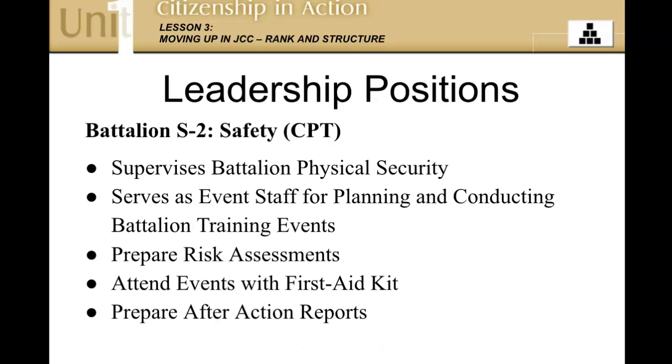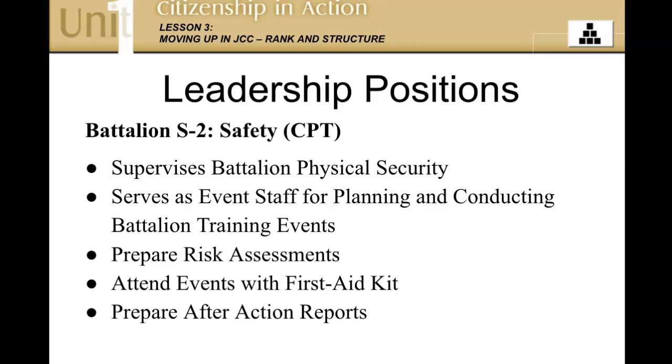S2 is safety. This is also going to be held by a cadet captain. Or at the middle school level, a cadet private first class or cadet private. They supervise the battalion physical security. They are going to serve as the event staff for planning and conducting of any kind of training events. They're going to prepare the risk assessments, so they're going to identify what the hazards might be and how we're going to prevent those hazards.